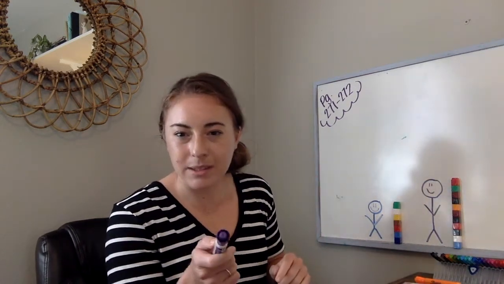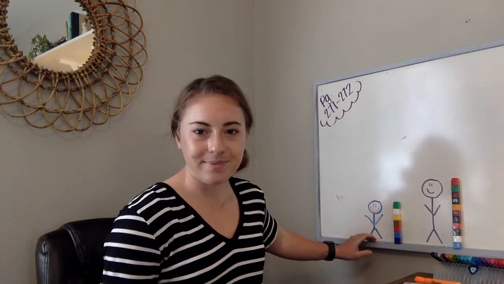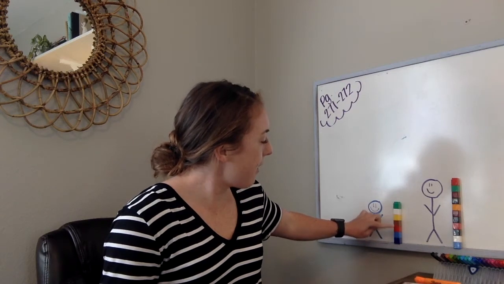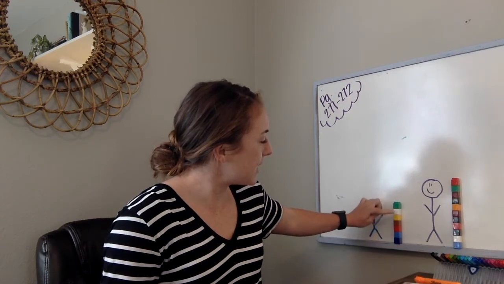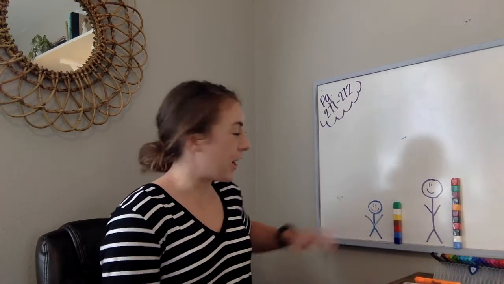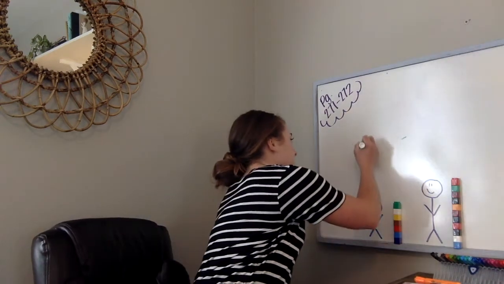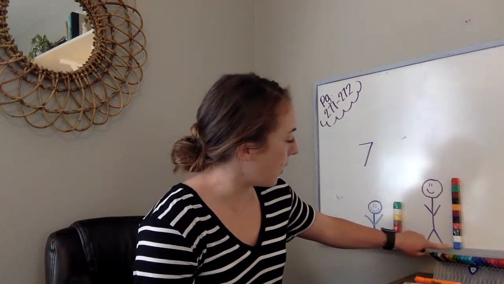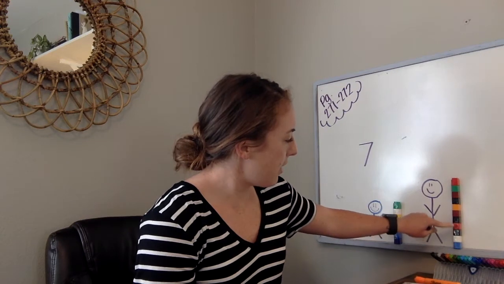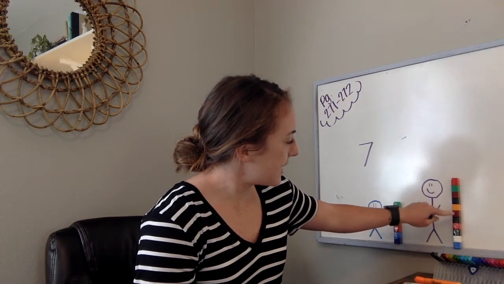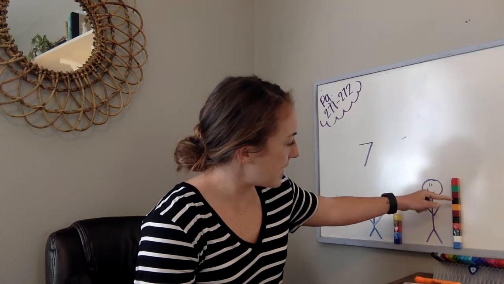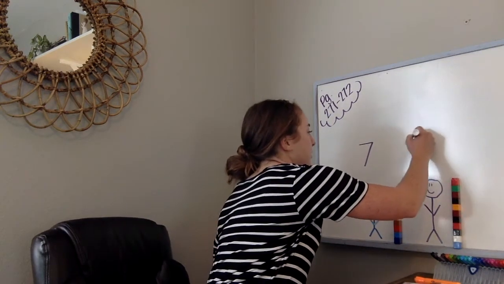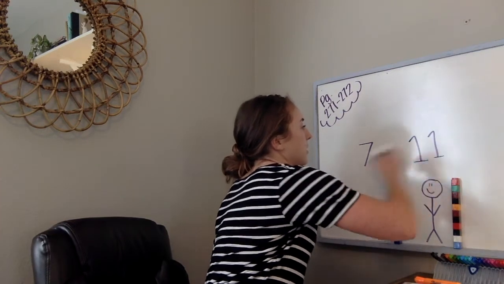So, will you count the blocks with me? Ready? Set, go. 1, 2, 3, 4, 5, 6, 7. My blue friend is 7 blocks tall. Now let's count how tall this friend is. 1, 2, 3, 4, 5, 6, 7, 8, 9, 10, 11. My purple friend is 11 blocks tall.